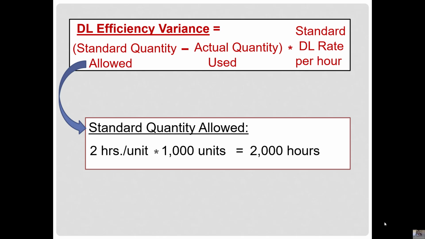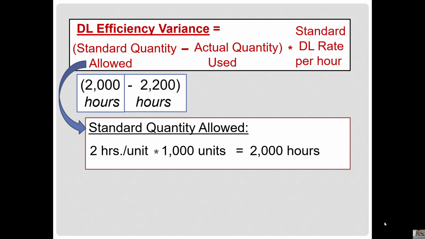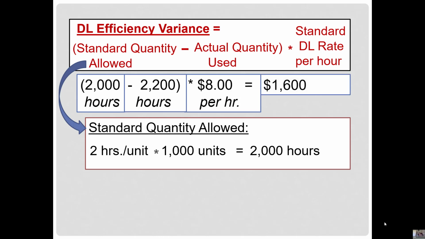This is where the idea of flexible budgeting comes into the calculations for standard cost variances. We base these on actual production, not planned. All right, plugging back in, 2,000 hours were allowed to be used. We did use 2,200 hours, so we used 200 hours too many, and we should have paid $8 per hour. This will result in a $1,600 variance, and it is unfavorable because you used too many hours.